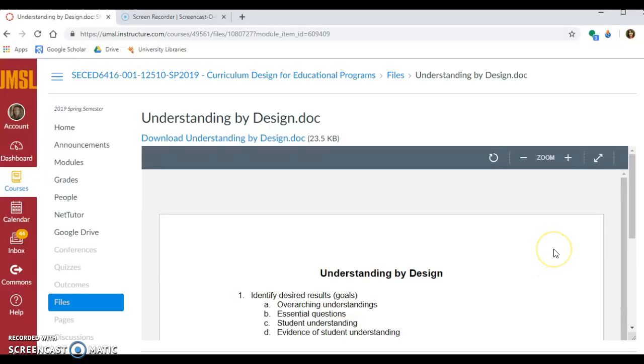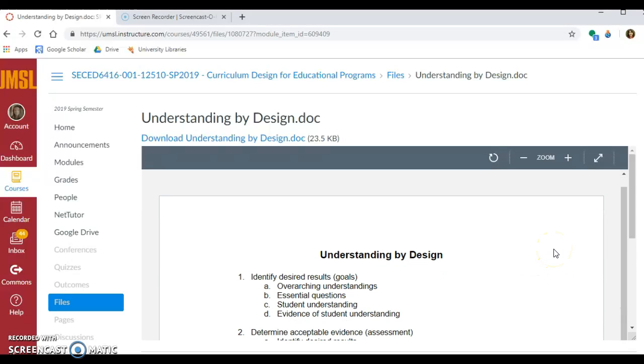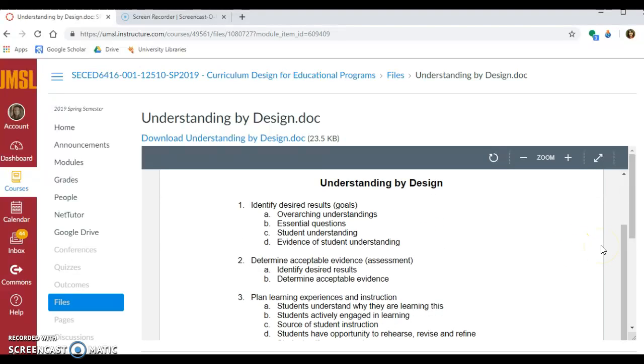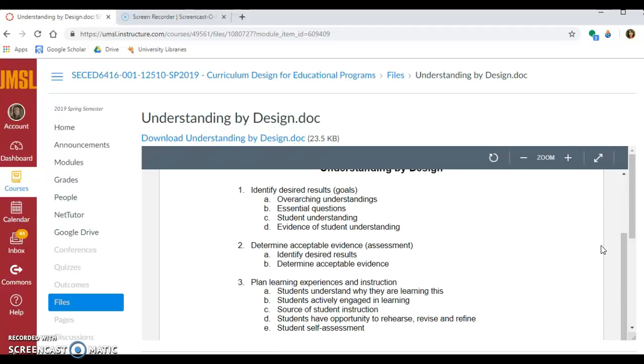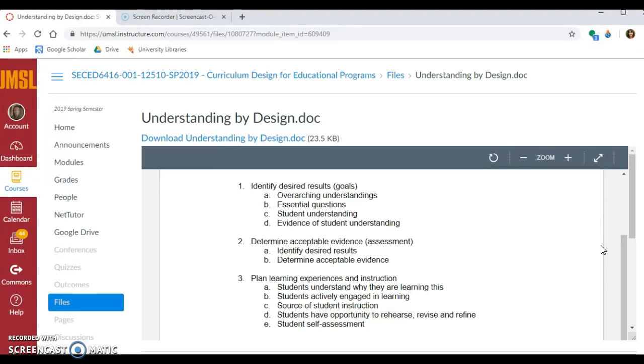And then this is just a document that you can save to take notes on for understanding by design. You start by identifying the desired results. And so sometimes it's called backward design because you start with the end in mind. You then determine what would be acceptable evidence of the learning. So how will you assess that the learning actually took place?